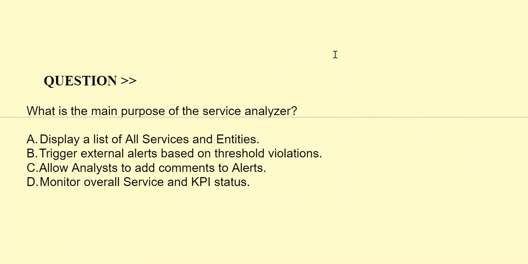Option B. Trigger external alerts based on threshold violations. Option C. Allow analyst to add comment to alerts. Option D. Monitor overall service and KPI status. The correct answer is option C.